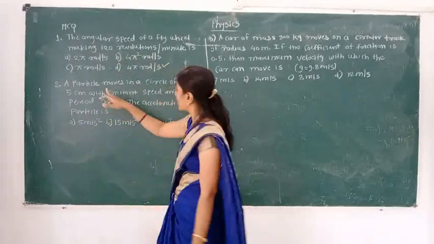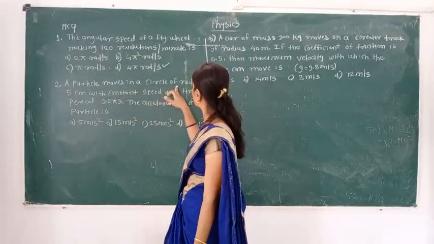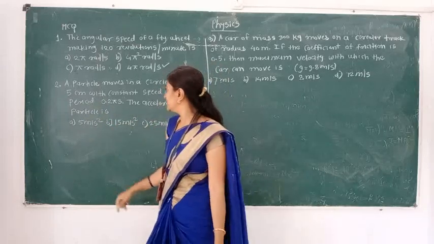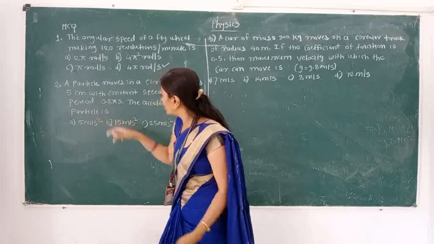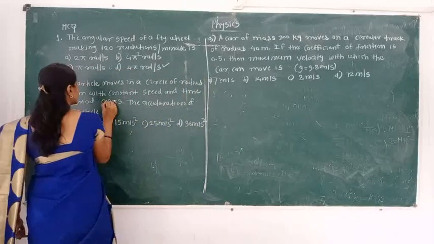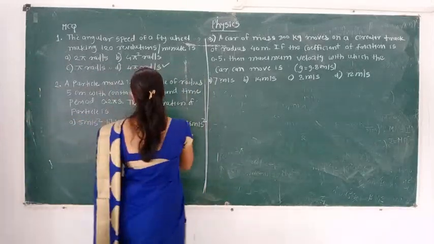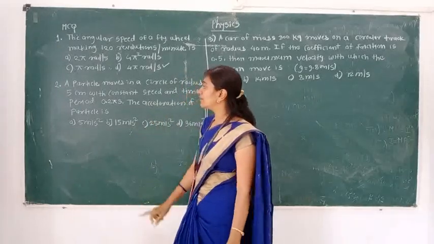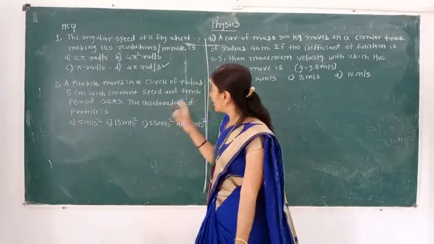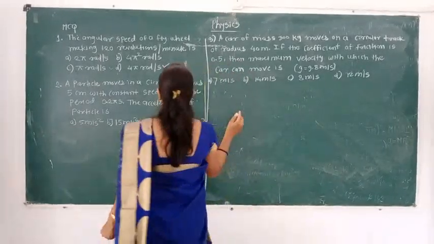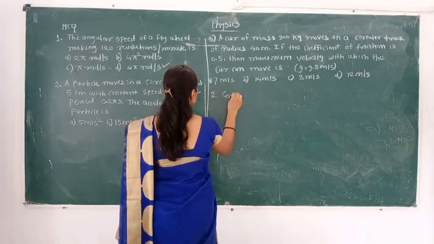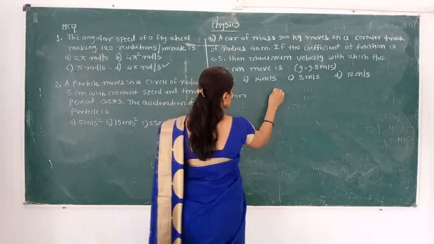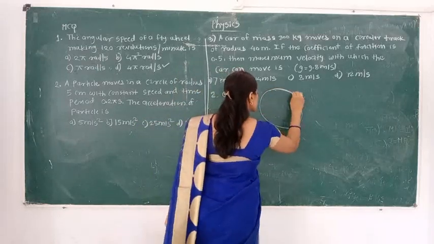The second one is that a particle moves in a circle of radius 5 cm with constant speed and time period 0.2 pi second. It is a capital T, 0.2 pi second. The acceleration of that particle. See that here a particle moves in a circle. Next we will discuss the given things. The particle is going to move in a circle.